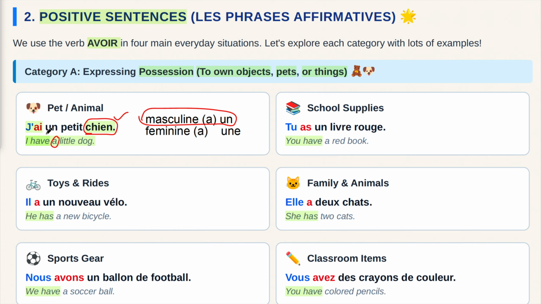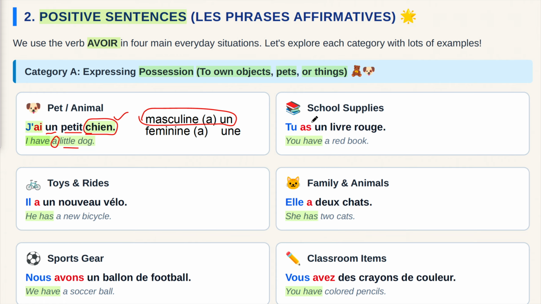Okay, so a is nothing but un, chien, and little is nothing but petit, P-E-T-I-T. It becomes petit. So it becomes: I have a little dog. J'ai un petit chien. J'ai un petit chien means I have a little dog.